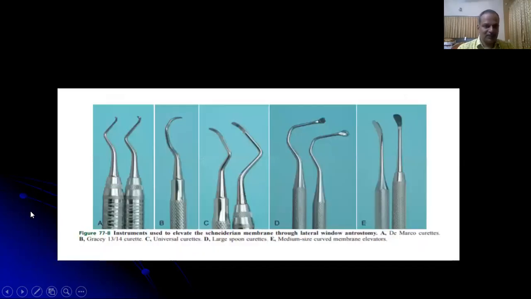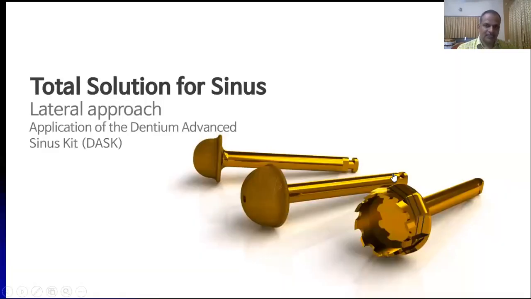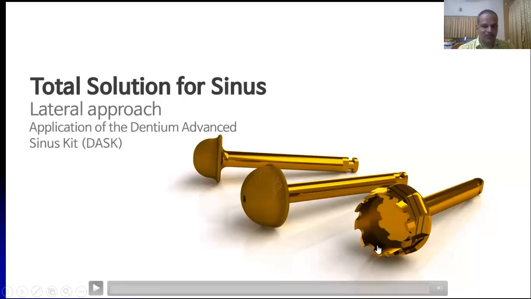These are the instruments used to elevate the Schneiderian membrane. This is the DeMarco curette, Gracie curette 13/14, and the universal curette. And these are the large spoon curettes, and then the medium-sized curved membrane elevators. There are various companies which manufacture special instruments for preparation of the lateral window.